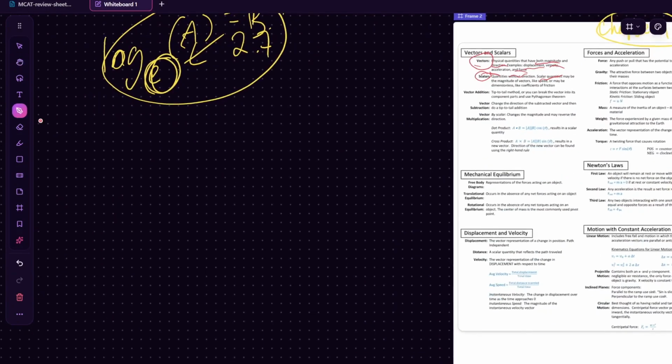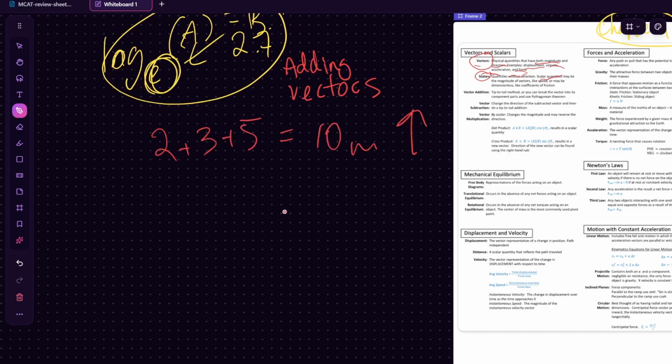So we have some space here to write adding vectors. Because vectors have a direction, you can't just add their numbers together like regular, like 2 plus 3 plus 5 equals, I don't know, you get 10 meters north or something like that. No, that's why we have a tip to tail method, as it says.